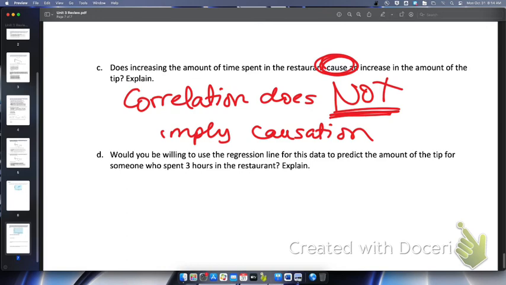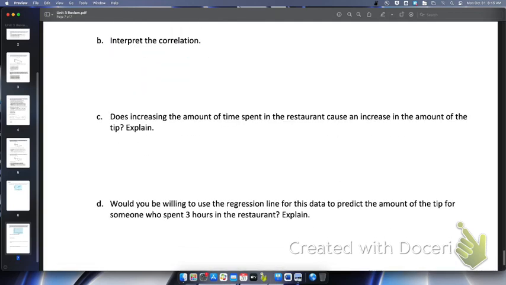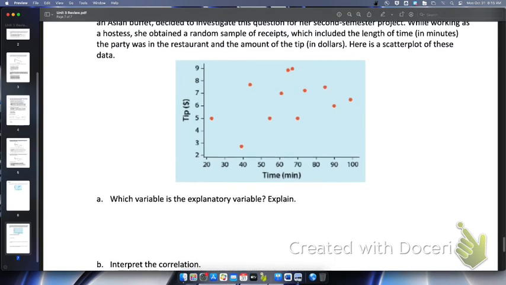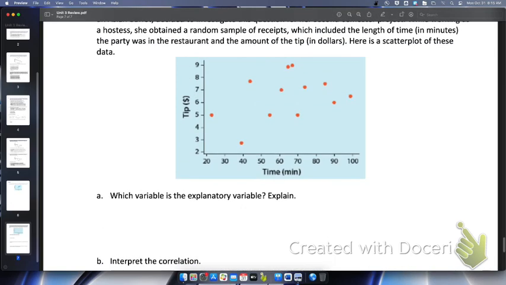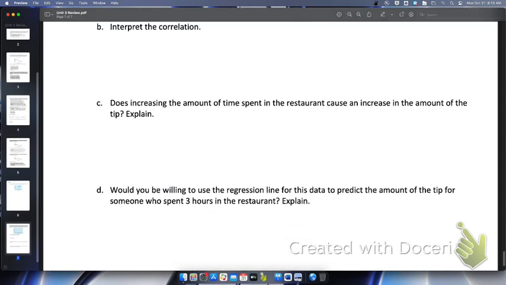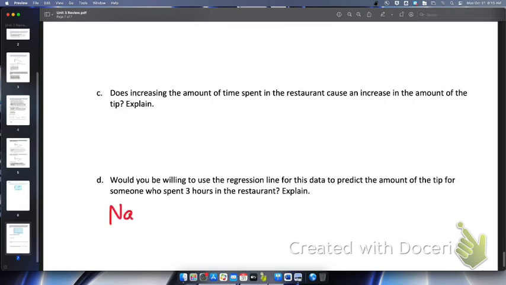All right, would you be willing to use the regression line for this data to predict the amount of tip for someone who spent 3 hours in the restaurant? No, that's extrapolation. Oh, I love it. Perfect. All right, so look. What is the maximum amount of time from this data? 100 minutes, which is how many hours? That's like 1 hour and 40 minutes. And now you want me to use this data to go for 3 hours? Nah, that would be an extrapolation. So, would I be willing to use this regression line? Nah, bro. That would be an extrapolation.